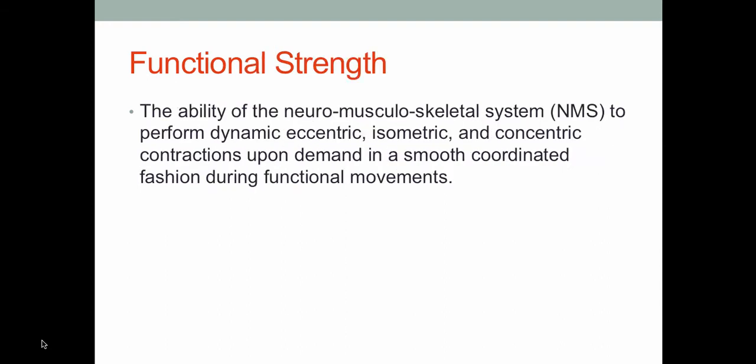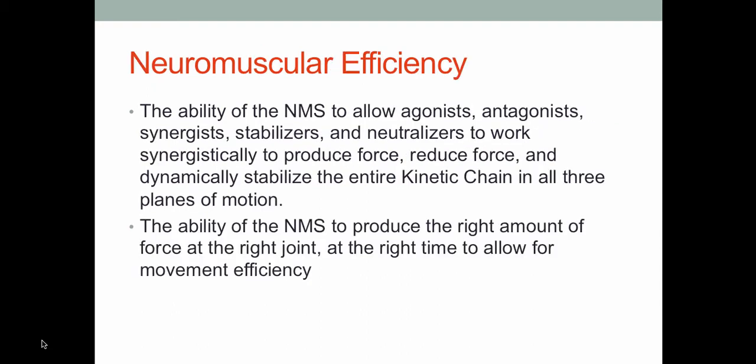Having strength in function, or what we call functional strength, requires the ability of the neuromusculoskeletal system to perform dynamic eccentric, isometric, and concentric contractions upon demand in a smooth, coordinated fashion during functional movements. We call this neuromuscular efficiency.